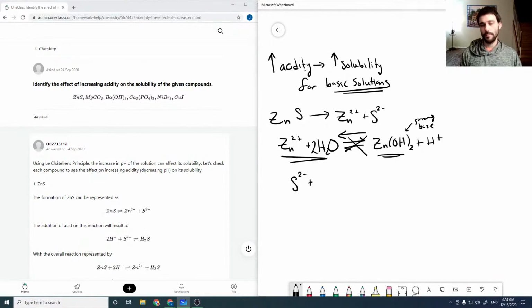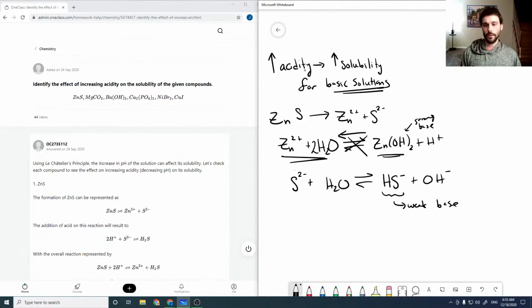S2 minus plus 1 water, and make it go to HS minus plus OH minus. In this case, we actually have a weak base. So this guy's a weak base, meaning that this is also a weak acid. And so this reaction should go. And so we would have a weakly basic solution.